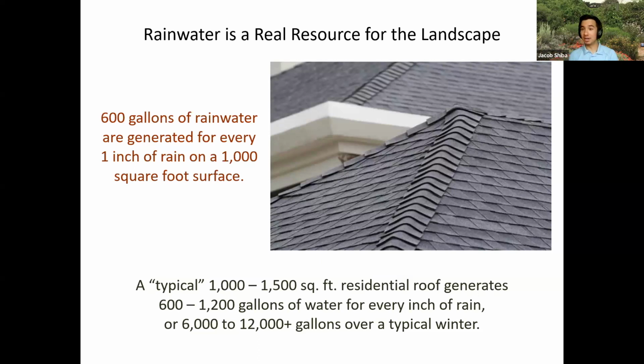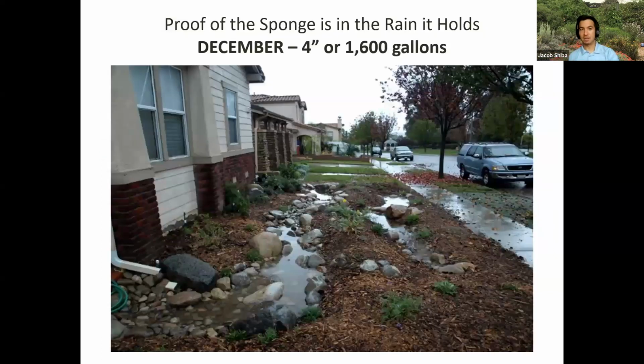Some of the areas around the United States are going to generate less. Some are going to generate a lot more. But the amount of rainwater falling on your roof can be a significant resource. Now, when it comes to the proof, you can see it right in front of your own eyes. Here's a landscape that was grass. We converted to a watershed wise landscape. You can see the downspout on the left there was cut and diverts into the swale. So that this landscape acts like a sponge.